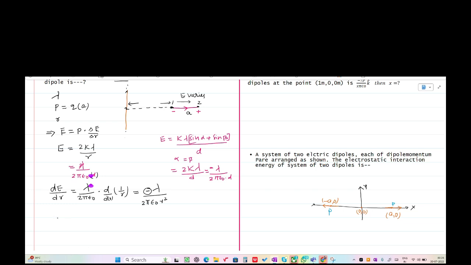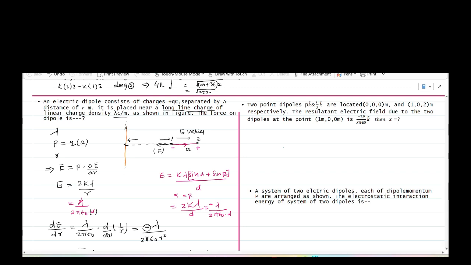Now the force is equal to dipole moment P into dE by dr. How much did I get? Minus lambda by 2 pi epsilon naught r square. That means force and P are in opposite directions here. The minus came, therefore P and force are in opposite directions. On this dipole moment, the force is acting in the negative x direction. It is attraction. The negative indicates attraction of the dipole.